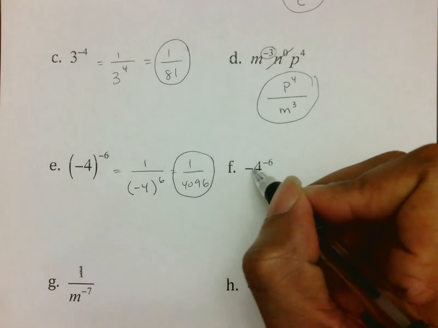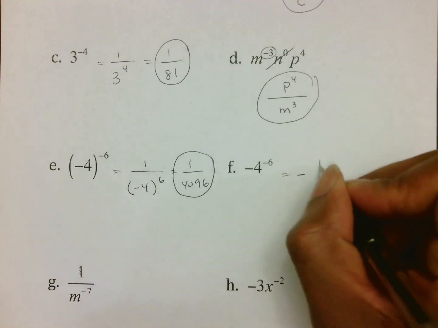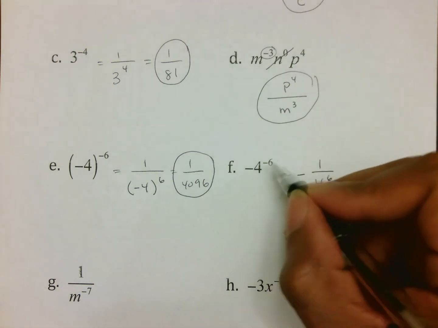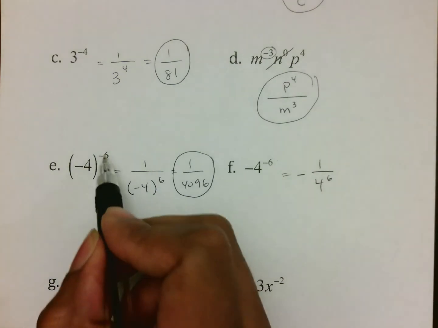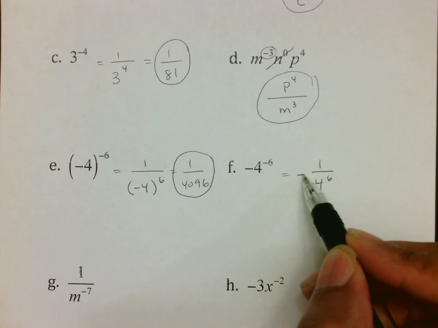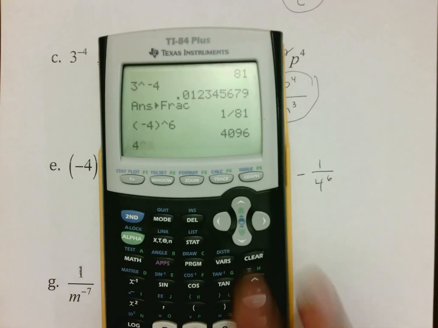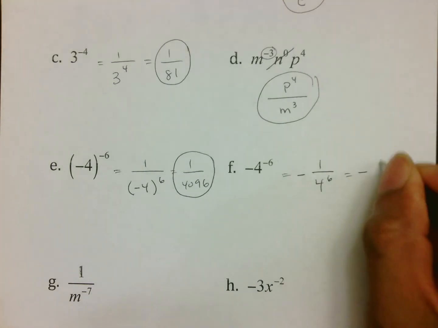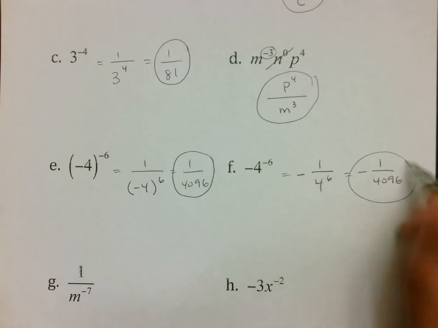Over here, though, the negative is not in parentheses, so what happens is I end up with a negative 1 over 4 to the 6th, because this negative 6 is just attached to the 4. It is not attached to the negative. That is what you have to pay attention to. This was attached to the negative because of the parentheses. This is not attached to the negative, so the negative just stays there. Now pay attention to the fact that when I do 4 to the 6th, I get the same answer, but my answer is not positive anymore. It is a negative 1 over 4,096.